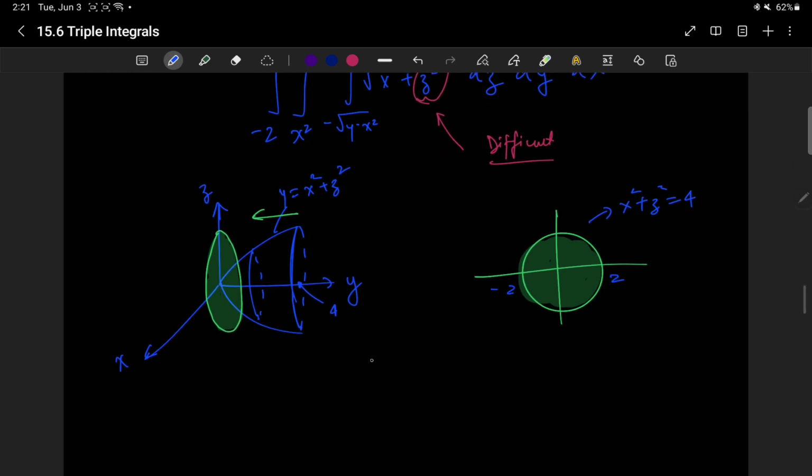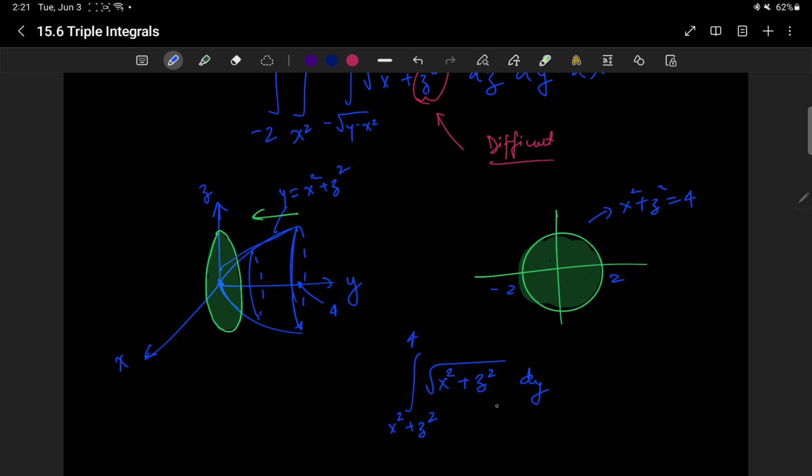-2 and 2. So in this case, now my first setup is square root x squared plus z squared. But my first is dy. And what is y changing from? Y is going from x squared plus z squared, so from here to x squared plus z squared, which is this, to this disk, which is at y equals 4.